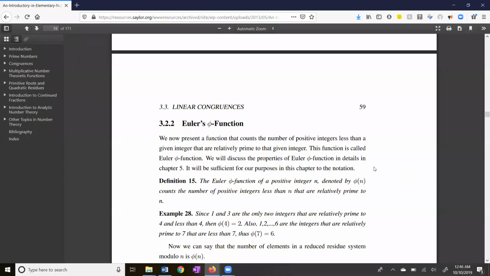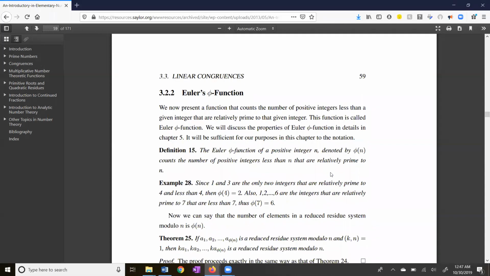Okay, now I'd like to go back to the Euler-Phi function. First of all, this name here is pronounced Euler. It kind of looks like Euler, but it's pronounced Euler, famous mathematician. And the Euler-Phi function is going to be a function that has an input of a positive integer n. Phi of n counts the number of positive integers less than n that are relatively prime to n. This is an easy concept, but you do have to know what relatively prime means and so on.